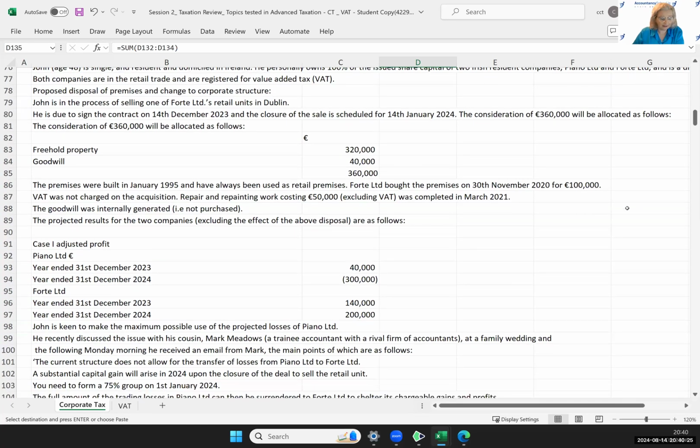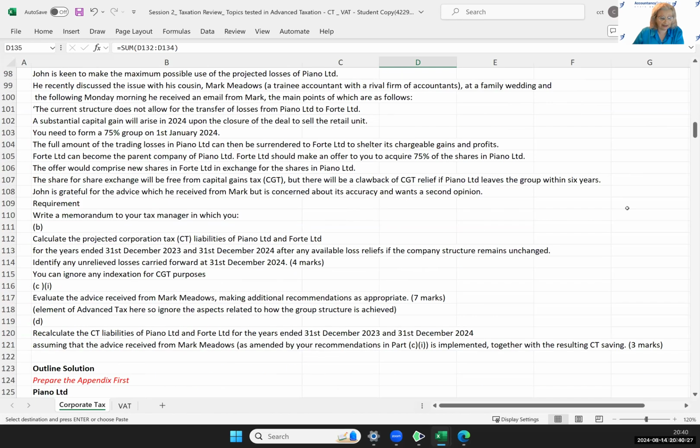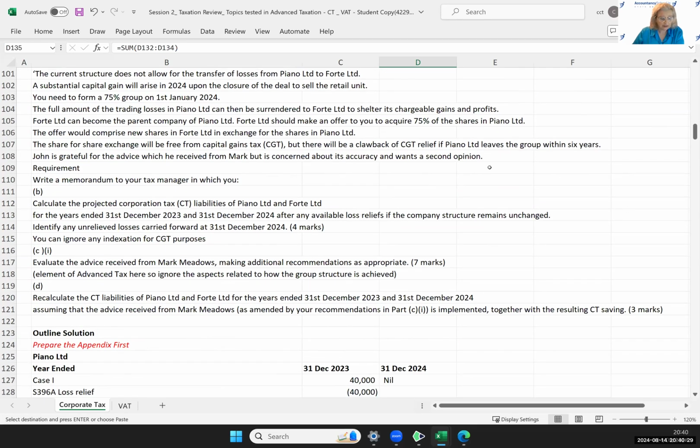So there's how losses were tested. Now, what I wanted to just see is have a look at, so you were asked to write a memorandum to your manager for 4 marks with those calculations and just put in the words as to what's going on. You would not have got 4 marks for that much work in the taxation paper.